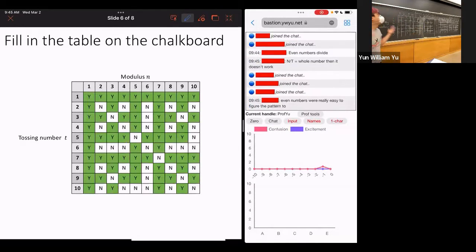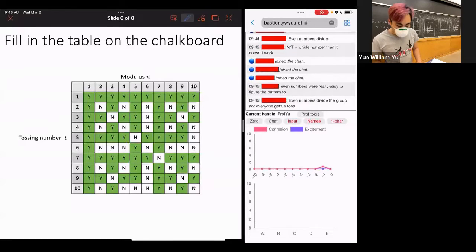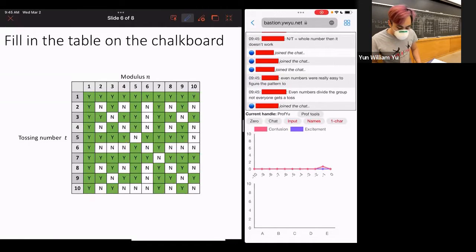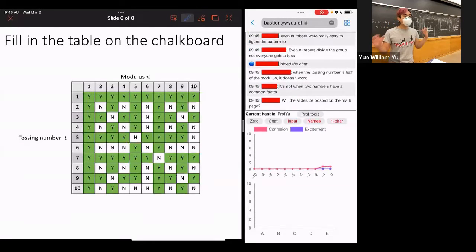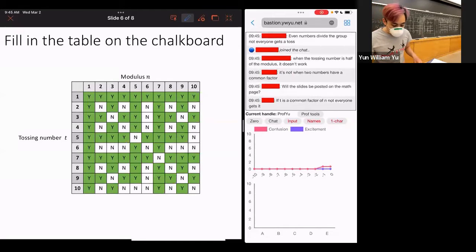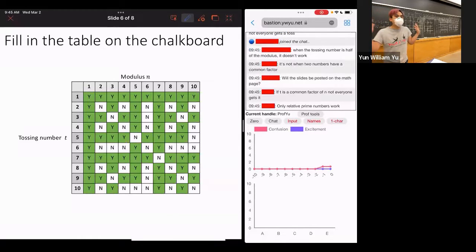Let me color them to make the patterns a little easier to see. Once you start seeing these patterns, you can start making guesses. The easiest one is, if your tossing number is one, it always works. At the same time, if even numbers divide the group, not everyone gets a toss. I think what you're trying to say is that when the tossing number is half of the modulus, it doesn't work. Yes, these are all patterns that you found. If t is a common factor of n, not everyone gets it. So this all seems to be about common divisors between two different numbers, right?